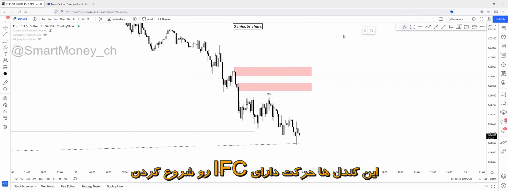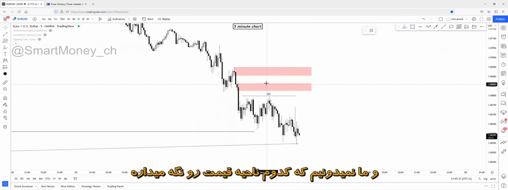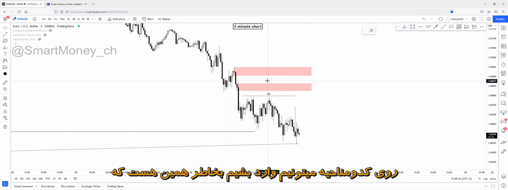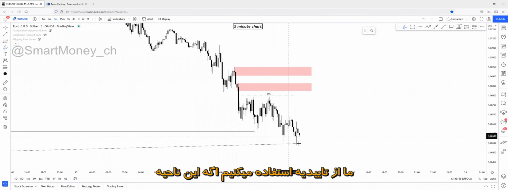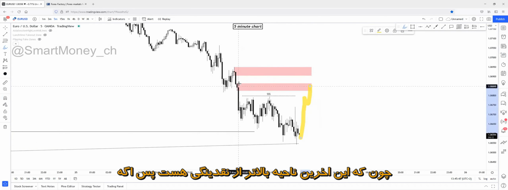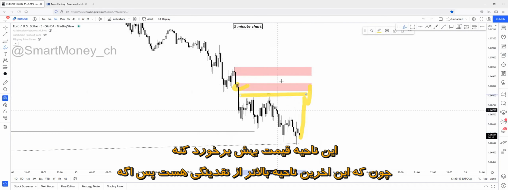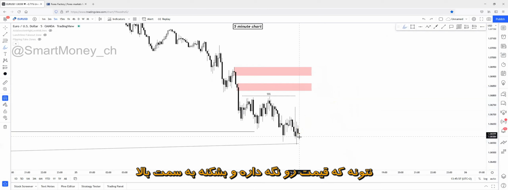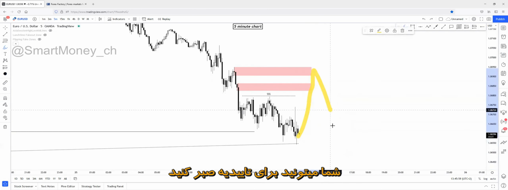These candles have started inefficiency, and we don't know which zone will hold. These are 5-minute zones. We don't know which zone we can enter on. That's why we are using a confirmation. If this zone is being tapped and there will be a confirmation, this has a higher probability because that's the last recent zone above the liquidity. So if this zone is being tapped and confirmation happens, then we can enter a trade. If this zone can't hold price and it just breaks above, then we can wait for confirmation right here and enter a trade.